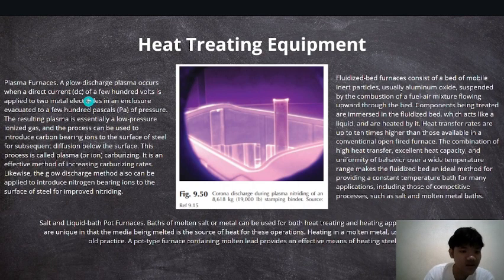Plasma furnace. A glow-discharge plasma occurs when a direct current, or DC, of a few hundred volts is applied to two metal electrodes in an enclosure evacuated to a few hundred pascals of pressure. The resulting plasma is essentially a low-pressure ionized gas, and the process can be used to introduce carbon-bearing ions to the surface of steel for subsequent diffusion below the surface.